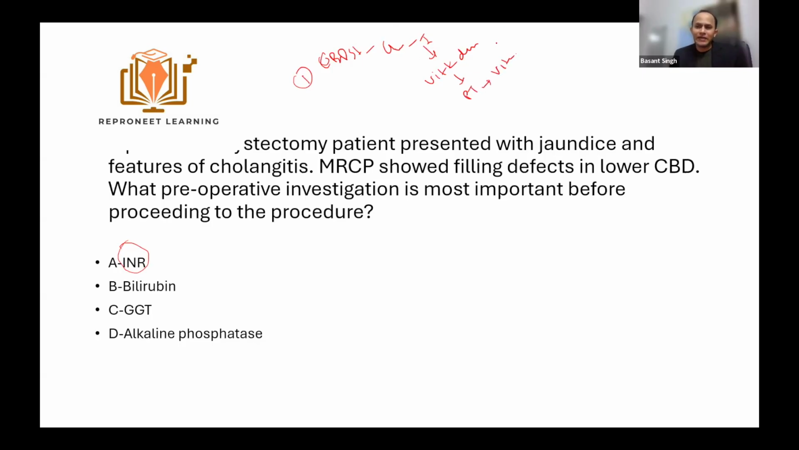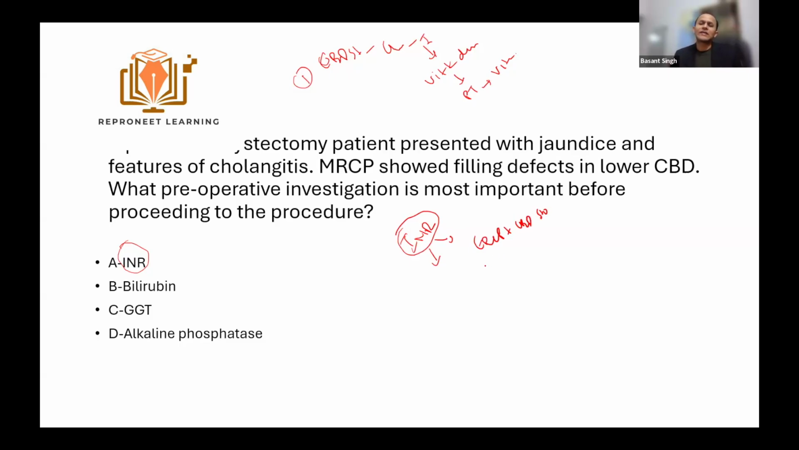So the INR may be deranged in patients who have obstructive jaundice. Number one. Number two, due to sepsis itself, you can have deranged INR. So INR can be deranged via two mechanisms. One is jaundice, another is cholangitis. Now, why do you want to look at INR, if at all? Because generally, if you're doing ERCP for patients with CBD stone, we don't do a sphincterotomy.